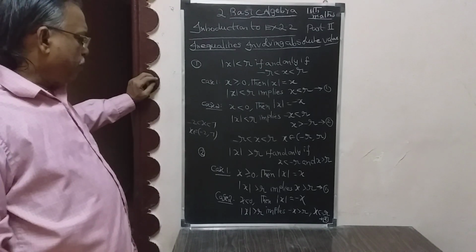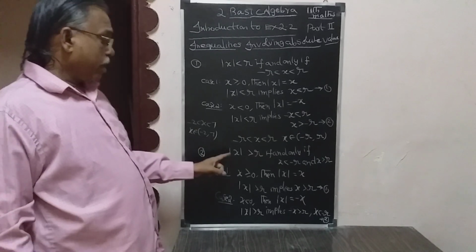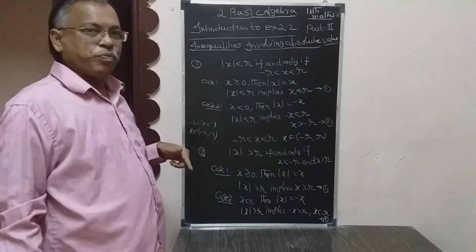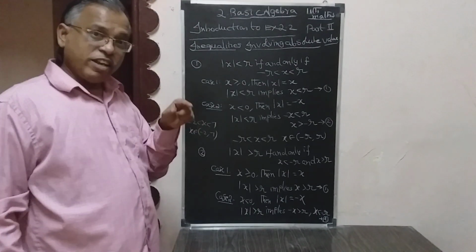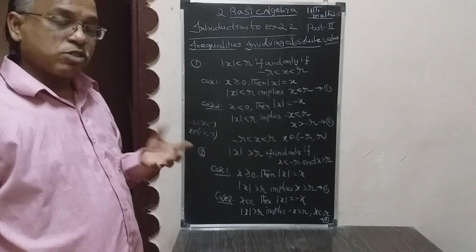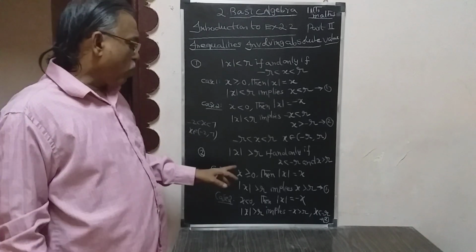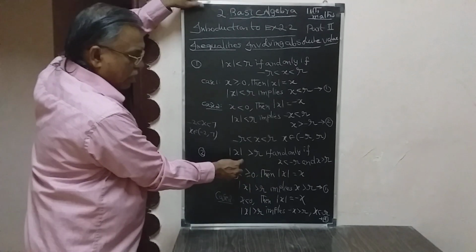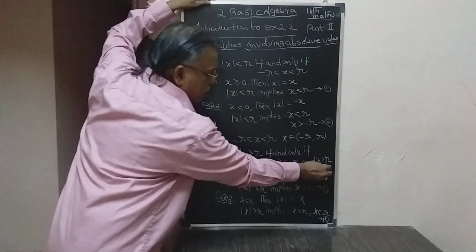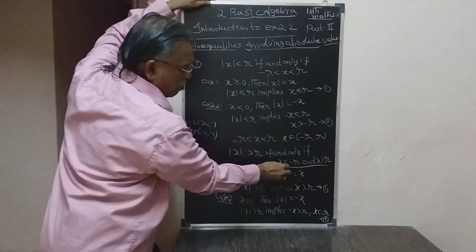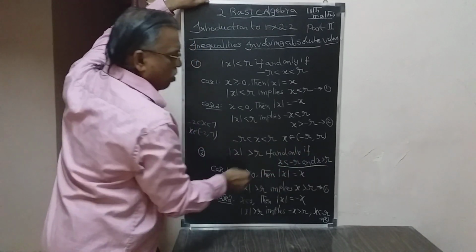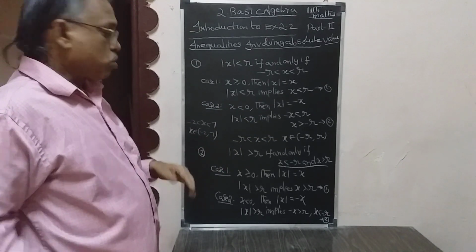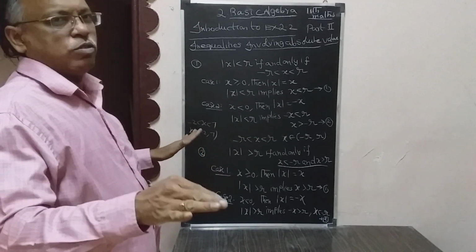Okay, students. Now, the second one: mod x greater than r. When mod x is less than r, what happens to the x value? Similarly, when mod x is greater than r, what happens? So, mod x is greater than r if and only if x is less than minus r or x is greater than r. This one also you can write in interval notation like this. Here also the same proof.